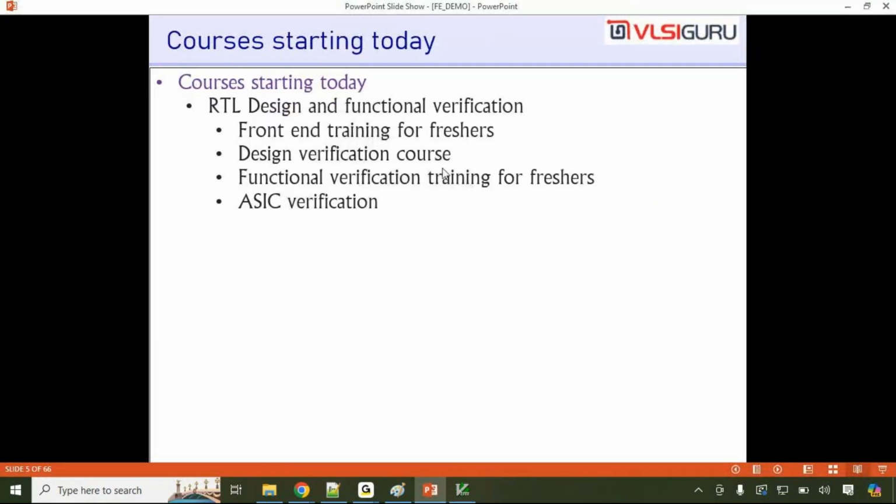First of all, today we are starting off with one of the courses, RTL design and functional verification. So you see here we are talking about two things, RTL design and RTL verification. When I say the term RTL verification, I'm actually referring to a term called functional verification. Can you tell me why we are calling it functional verification?